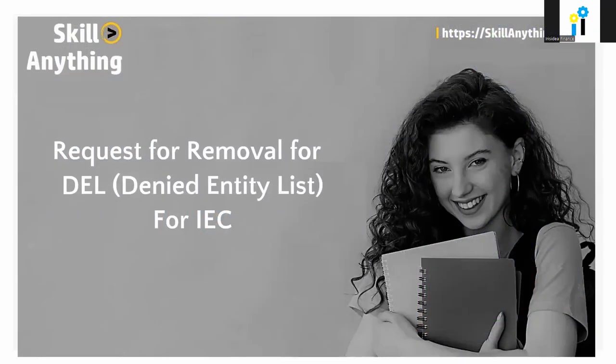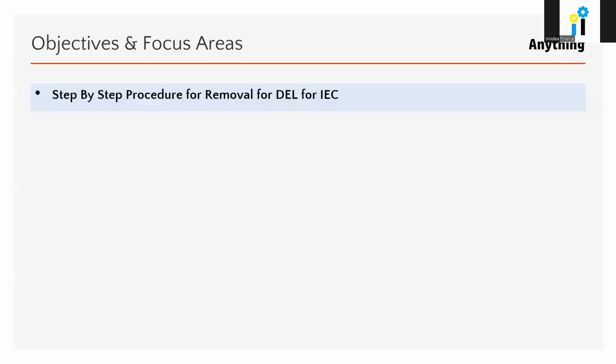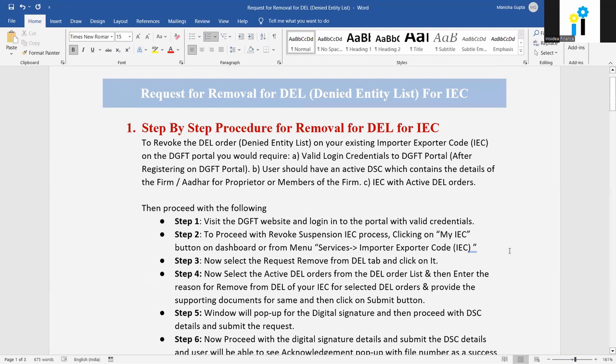In this topic, we will see the request for removal from the DEL, the denied entry list, for IEC. Under that, we will cover the step-by-step procedure for removal of DEL from IEC, which means the denied entry list from the import and export code.